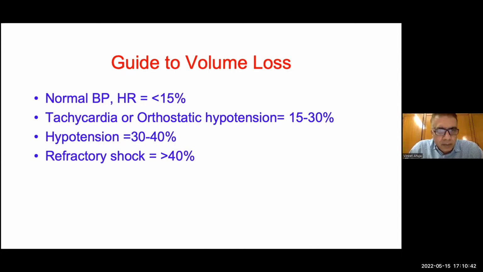If the patient has normal blood pressure and no tachycardia, that means volume loss has been less than 15%. If the patient demonstrates tachycardia or orthostatic hypotension, then it ranges between 15 to 30%. If the patient has supine hypotension, then we are talking about a volume loss of 30 to 40%. And if the patient is in refractory shock, then obviously the volume loss is more than 40%. So this is a simple rule of thumb to decide how much volume loss the patient has.